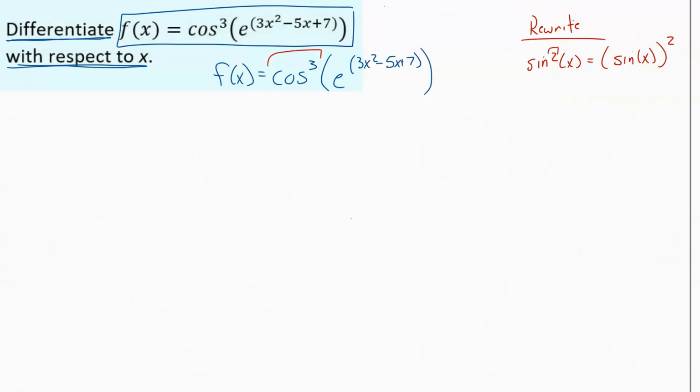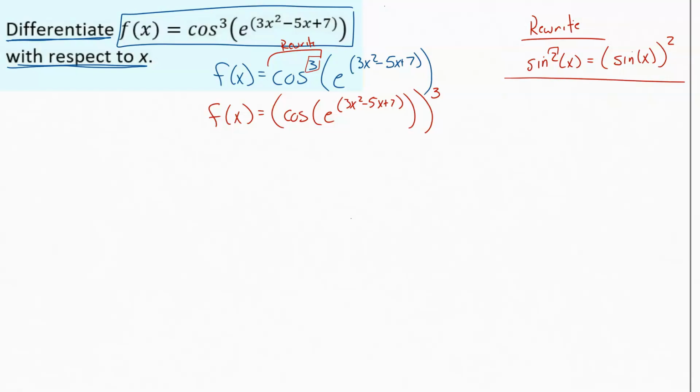And so that's what we need to do here. We're going to keep the cosine of all that stuff inside a set of parentheses, but then we need to raise that whole thing to the third power. So the rewrite here is going to be cosine of e to the 3x squared minus 5x plus 7, in parentheses, and all of that is now raised to the third power. So the first move here was just to do a rewrite, and that was to bring that third power to the outside and make it a set of parentheses around the entire equation.